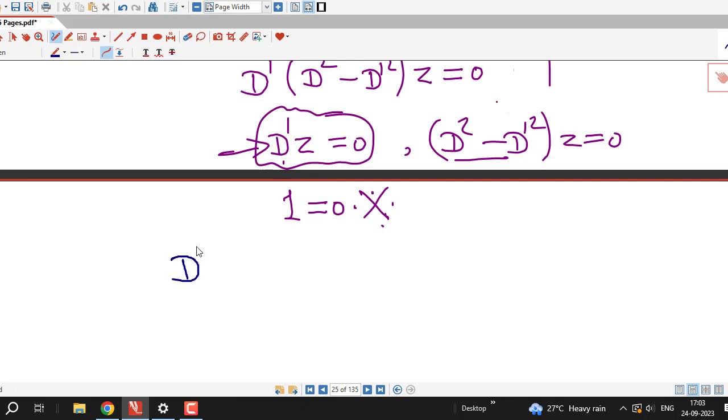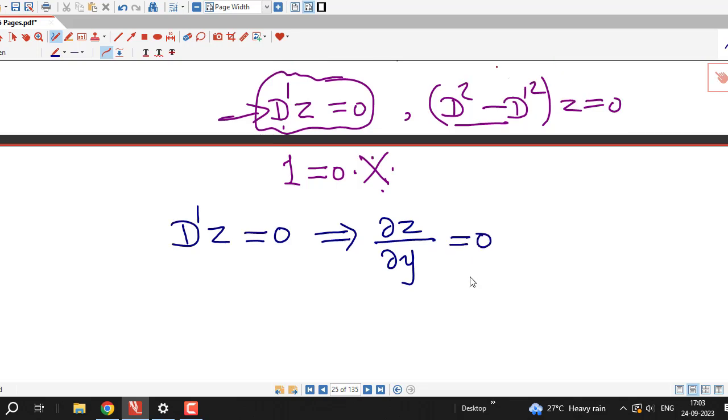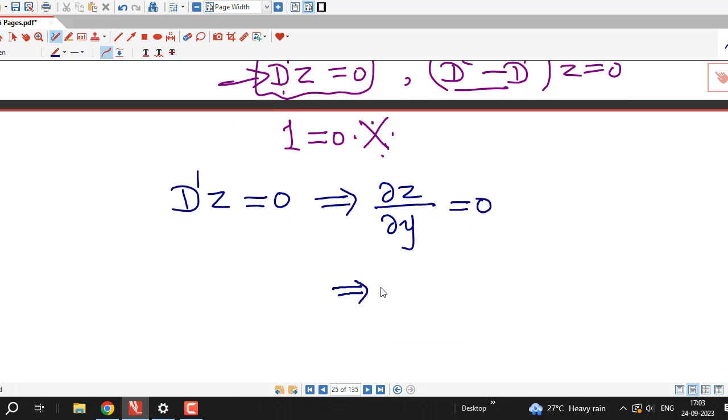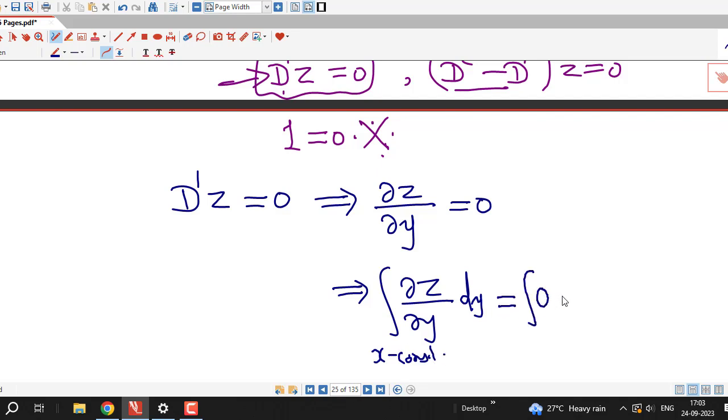So for that we can use direct integration. We can write D' z equal to 0 as partial derivative of z with respect to y equal to 0, and if I integrate both sides with respect to y partially, that is, I will consider x as constant, then this is equal to integral of 0 with respect to y plus some arbitrary constant.